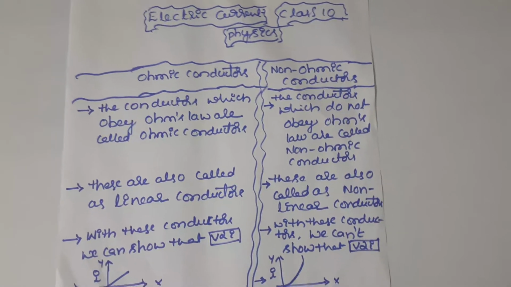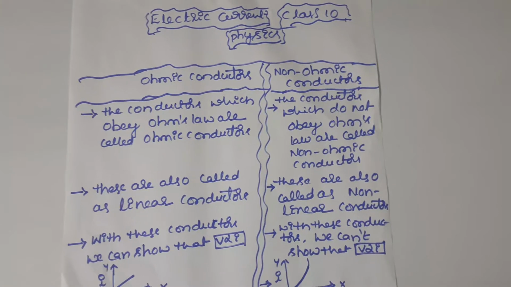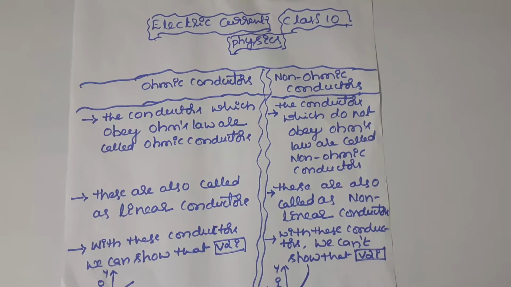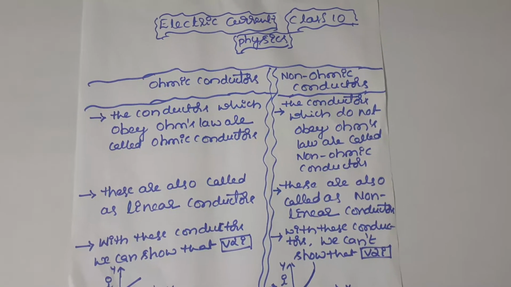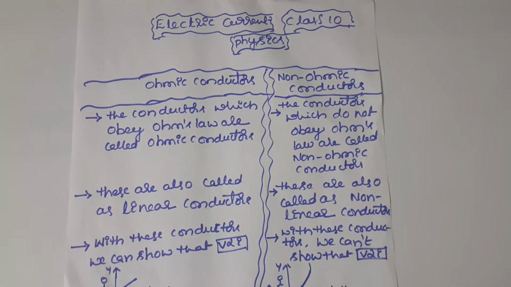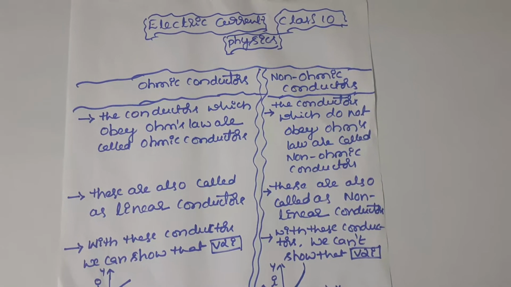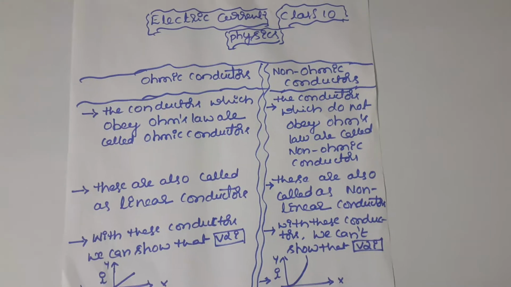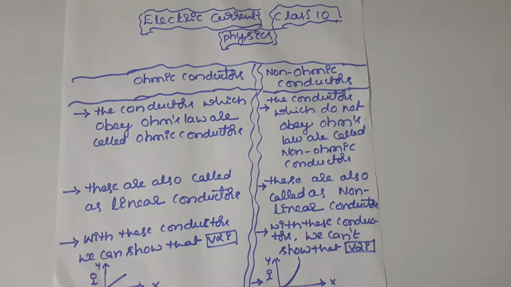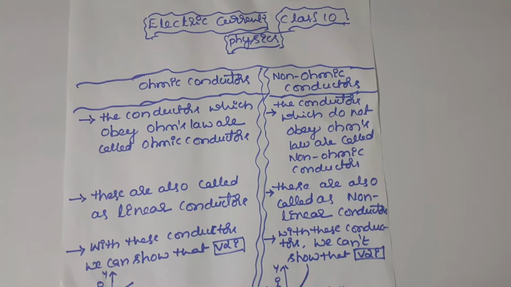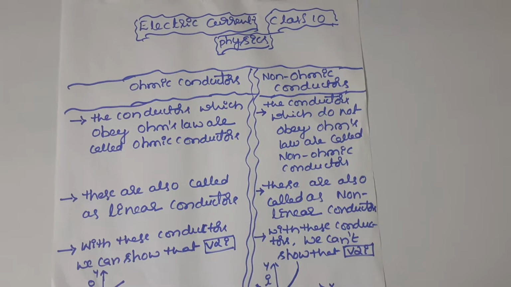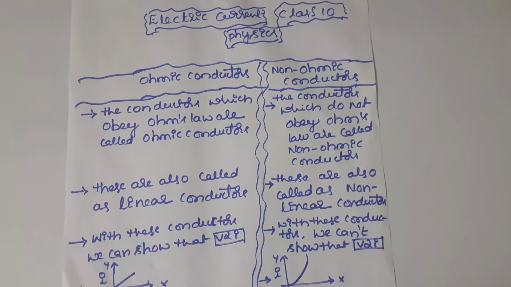Ohm's law is nothing but: at constant temperature, potential difference is directly proportional to current. That is, V is directly proportional to I. It means that in a conductor or in a circuit, at a constant temperature, when you increase the potential difference, the current flowing through the circuit also increases. When you decrease the potential difference, the current flowing also decreases. That is V directly proportional to I.